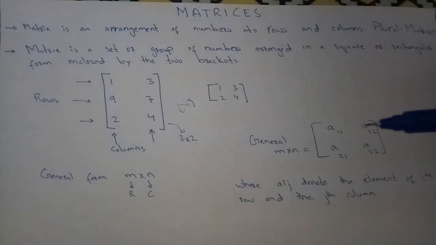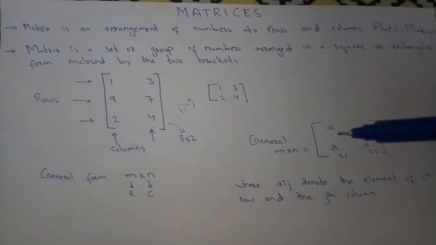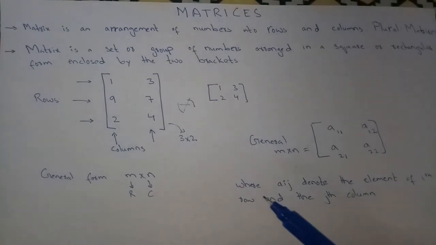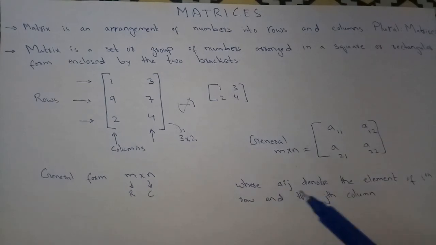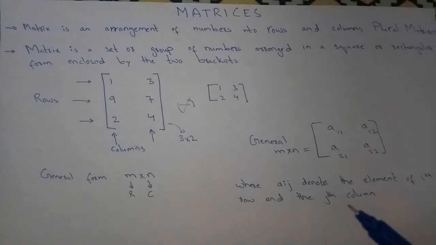Now the general form is written as A11, A12, A21 and A22. This is the general form for the 4 elements of a square matrix. A11 means first row and first column. A12 means first row and second column, where Aij denotes the element of the ith row and the jth column.